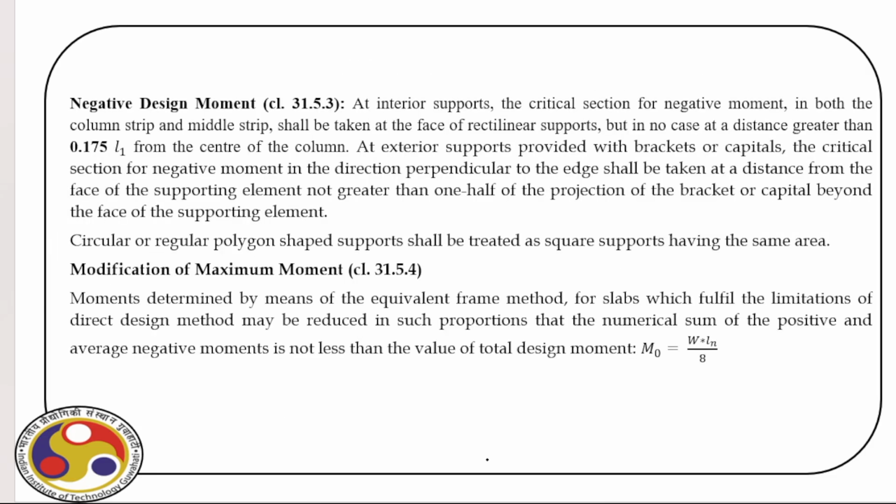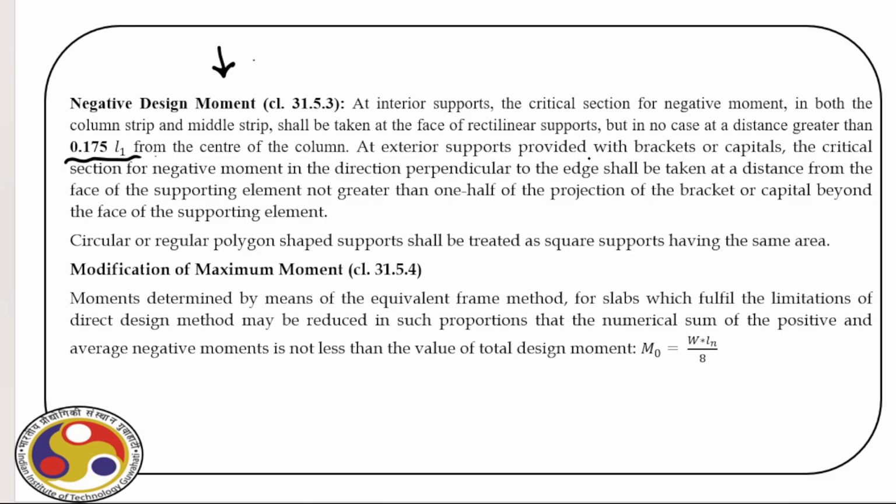So after all these combinations, we have to find out the moments, and then again, obviously, the question is negative design moments, which is given in clause 31.5.3. At interior supports, the critical section for negative moment in both the column strip and middle strip shall be taken at the face of rectangular support, but in no case at a distance greater than 0.175 L1 from the center line of the column.